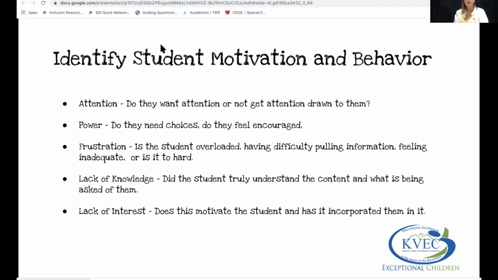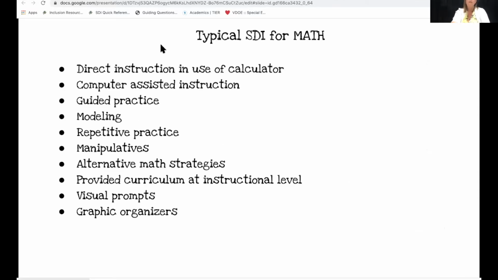Of course, their lack of knowledge. Do they truly understand the content and what is being asked of them? And how can I break that down even further? And then, of course, their lack of interest. Does it motivate the student? Have you incorporated them into this? Again, bringing back real world. How are they going to see this again in their lifetime? And then typical SDI for mathematics that we choose all the time.